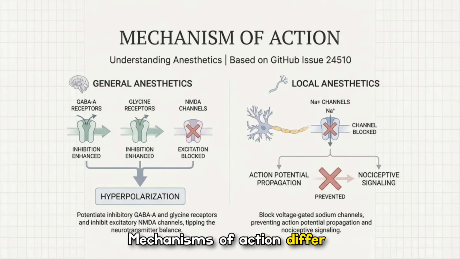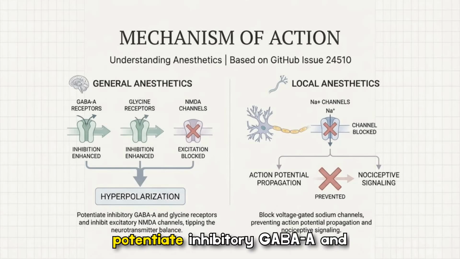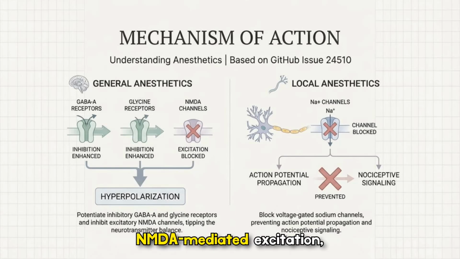Mechanisms of action differ between general and local agents. General anesthetics potentiate inhibitory GABA-A and glycine receptors while reducing NMDA-mediated excitation, tipping neurons toward hyperpolarization and loss of consciousness. Local anesthetics block voltage-gated sodium channels at peripheral membranes, preventing action potential propagation and therefore nociceptive signaling to targeted regions.